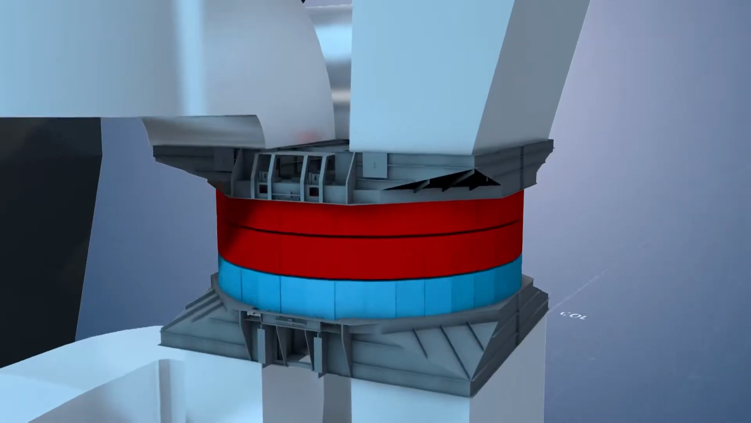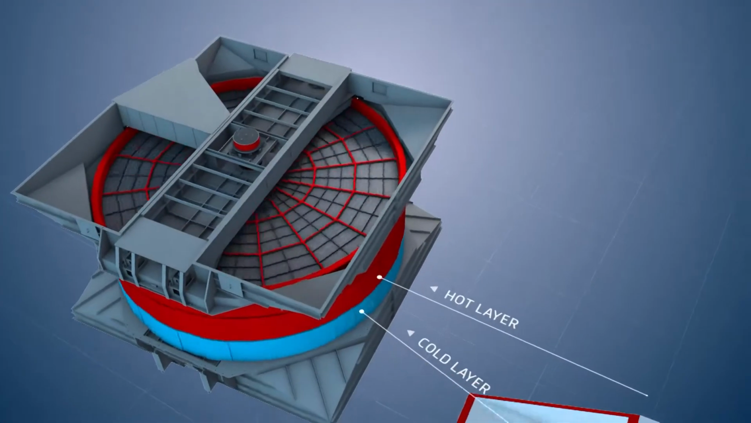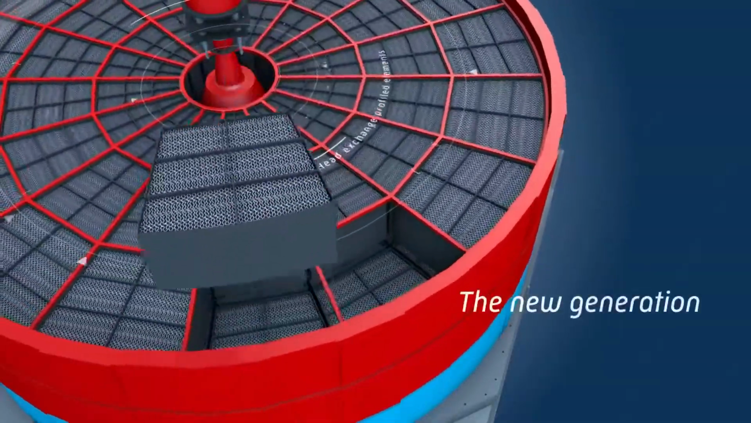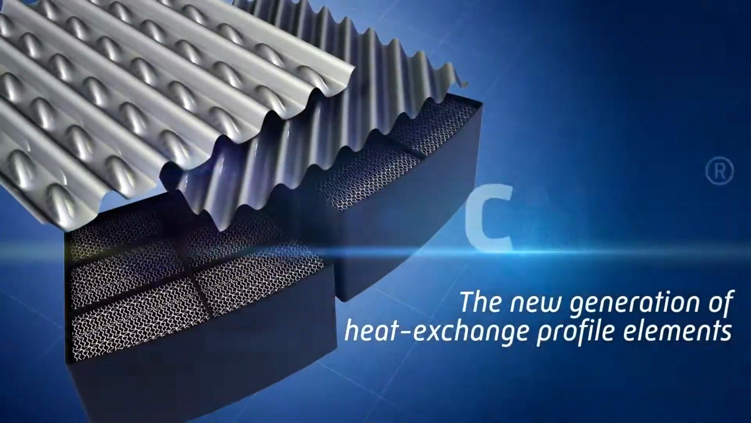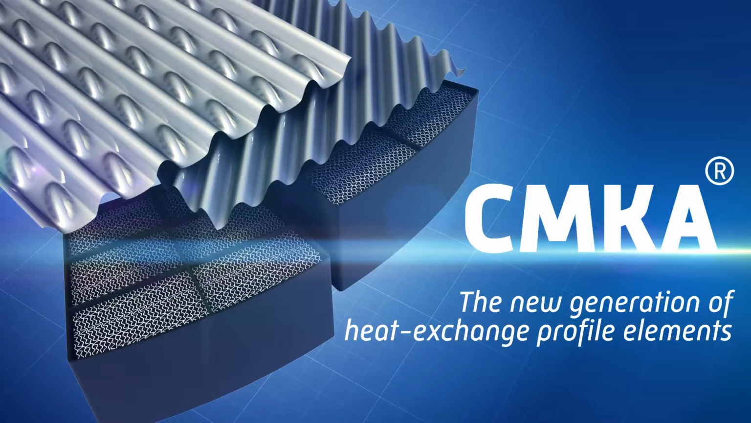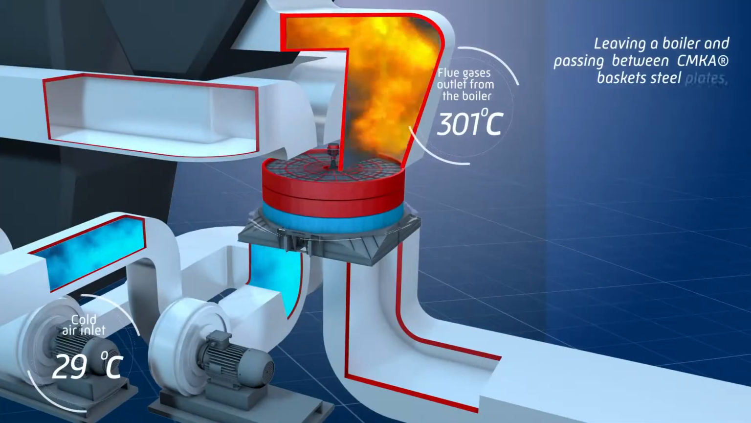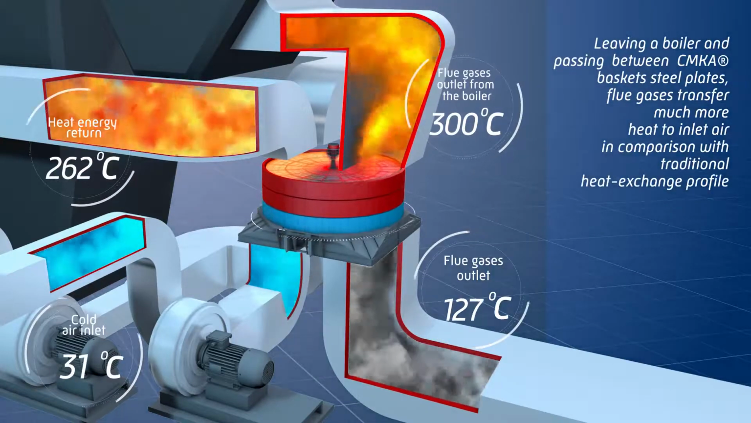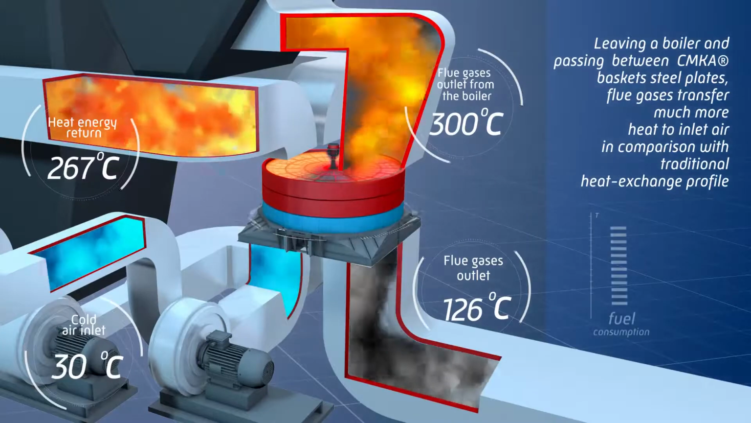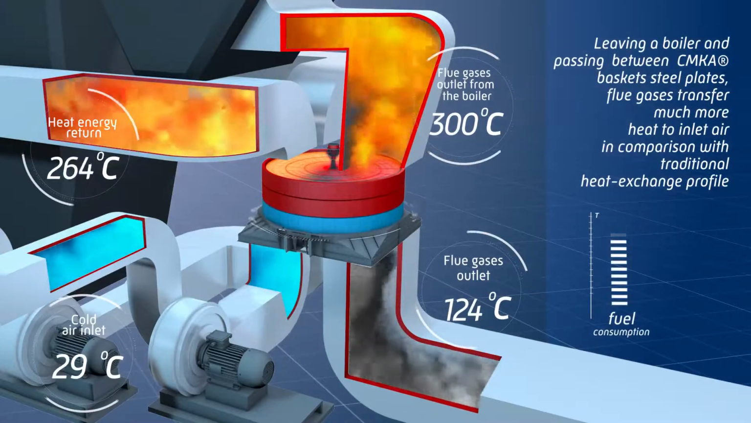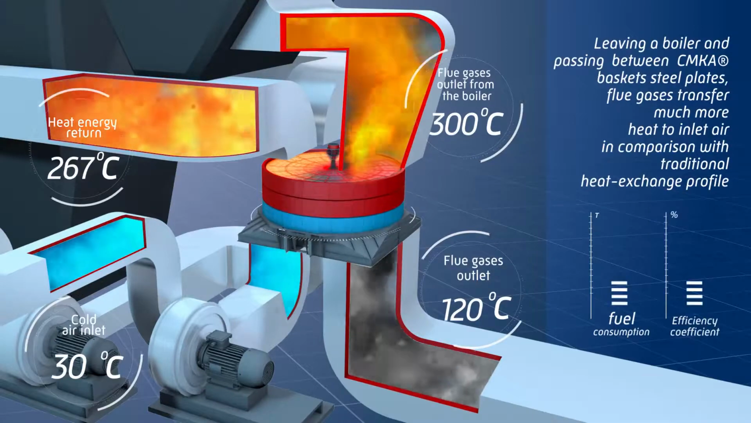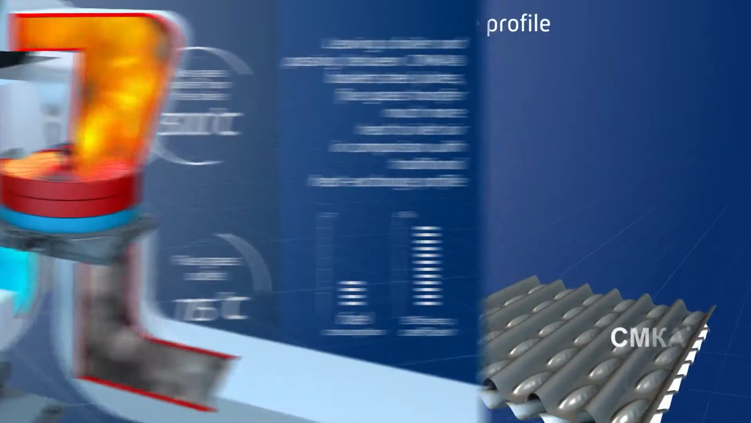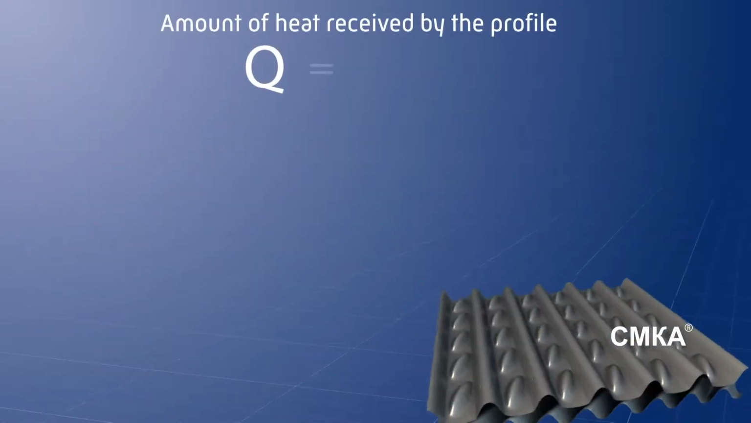Heat exchange baskets profile are the main structural unit of the regenerative air preheater. In this case, we speak about the high efficiency and advanced heat exchange profile, which is produced under SMK brand. Leaving a boiler and passing between SMK baskets steel plates, flue gases transfer much more heat to inlet air in comparison with traditional heat exchange profile. Better airflow heating increases the effectiveness of fuel combustion. As a result, heat and electrical energy efficiency ratio becomes lower, and efficiency coefficient of a boiler unit remarkably increases.